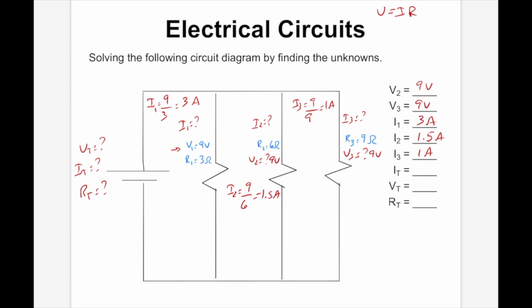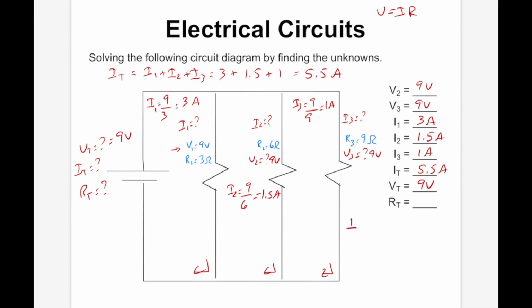And now we can figure out our totals. VT is going to be pretty easy. We know VT is going to equal 9 volts. Each branch has 9 volts given to it, so we know that the total voltage coming from the battery must have been 9 volts as well. IT, in this case, is going to be the sum of all these. So IT is going to equal I1 plus I2 plus I3. I1 is 3, I2 we figured was 1.5, and I3 we determined to be 1. So 3 plus 1.5 plus 1 is equal to 5.5 amps. So 5.5 amps.